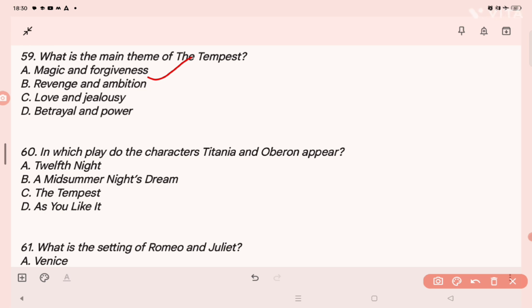In which play do the characters Titania and Oberon appear? Option B. A Midsummer Night's Dream. Titania and Oberon are the fairy king and queen in A Midsummer Night's Dream. Theseus and Hippolyta also.